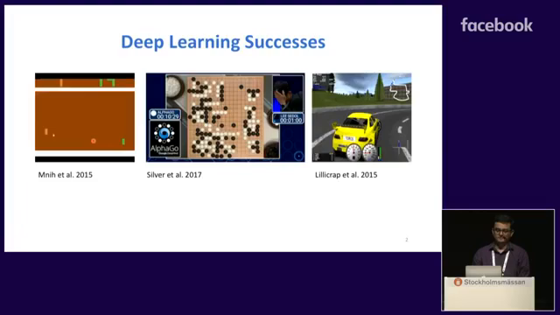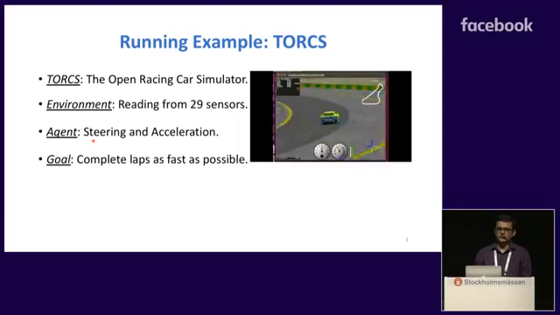To help illustrate the concepts and the ideas that we will be discussing in this talk today, I'd like to introduce you to the example of learning agents that drive in the environment of Torcs. Torcs is a car racing simulator. It gives us readings from 29 sensors, which basically describe the state of the environment. Agents control steering and acceleration, and the goal, of course, is to complete laps as fast as possible without crashing. On the right, we have a Torcs agent driving around a bend in a track.